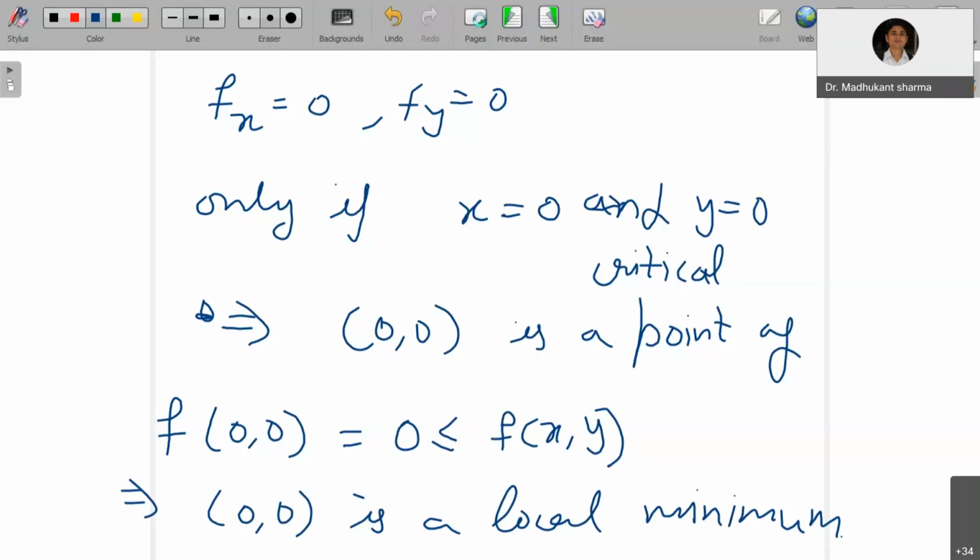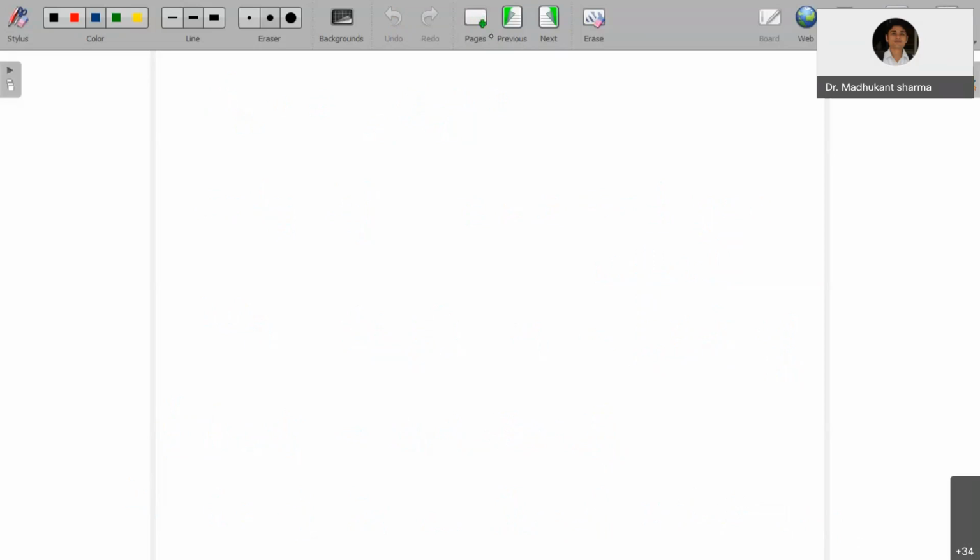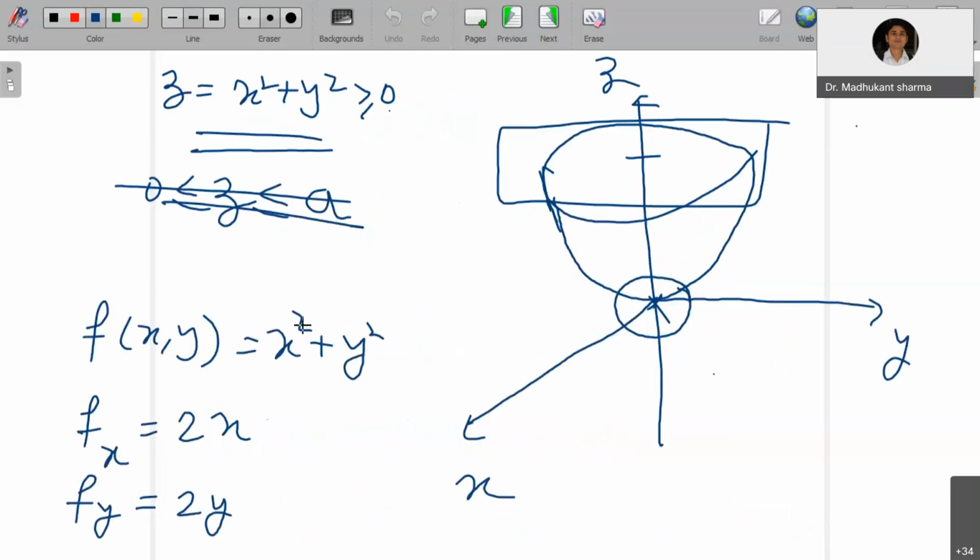Now, this is decided. There are no other points where both first order partial derivatives vanish. And what other thing have you realized? Here the first order partial derivatives are continuous, and so the function is differentiable. That means there is no point where the first order partial derivative fails to exist. Points where the first order partial derivative does not exist are also known as critical points, so that's not applicable here. All the first order partial derivatives exist and they are both 0 only at 0, 0.